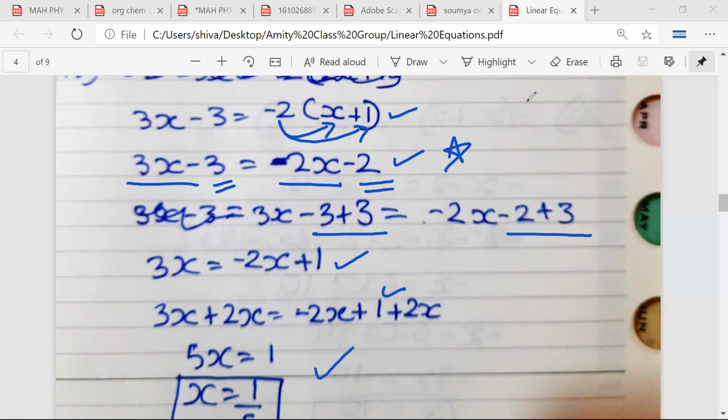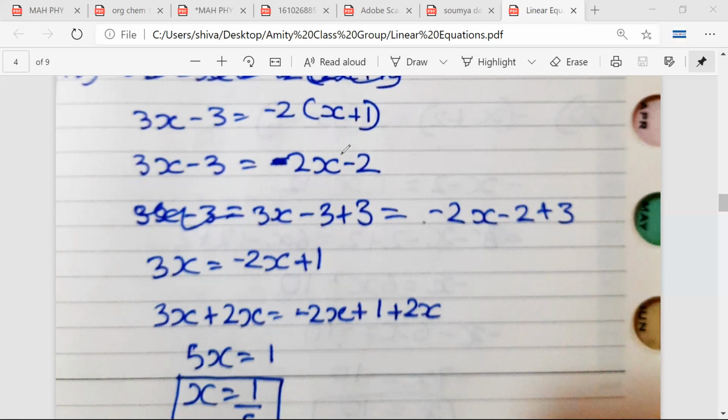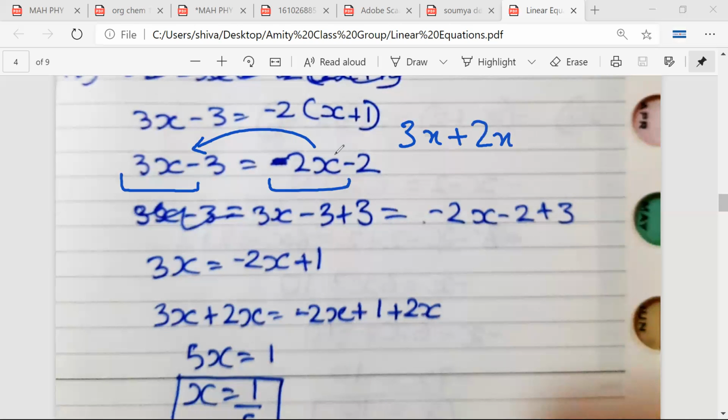Okay. And of course, we understand that there is a shortcut. What you can do is this 3x and minus 2x. You can bring this minus 2x on the left hand side, so this will be equal to 3x plus 2x. And you can bring this minus 3 to the right hand side, so this will be equal to 3 minus 2.